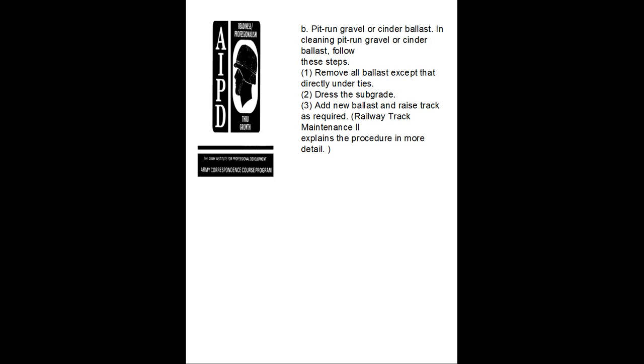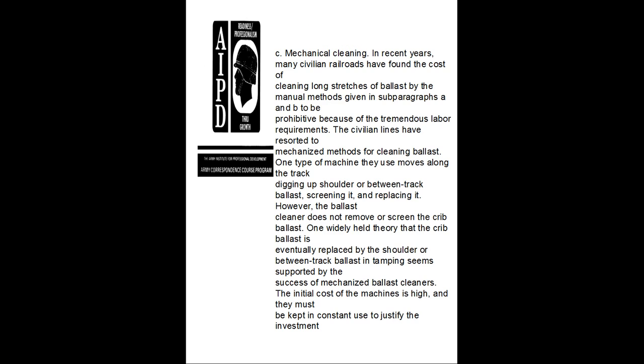B. Pit run gravel and cinder ballast. In cleaning pit run gravel and cinder ballast, follow these steps. Remove all ballast except that directly under the ties. Rest the ties on the subgrade. Add new ballast and raise the track as required. Railway Track Maintenance 2 explains the procedure in more detail.